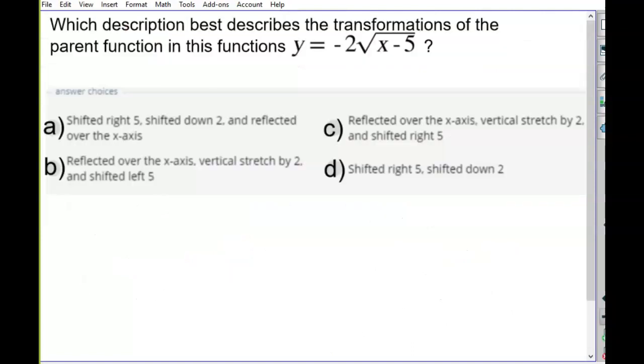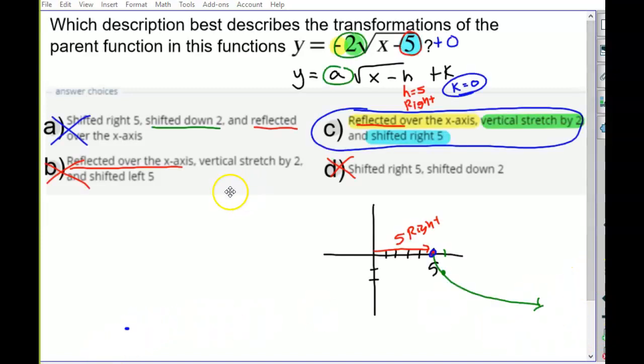And I just want you to answer these. If my equation is y equals -2 square root of x minus 5, which option here best describes the transformation of the parent function? So what's the best description that fits for that equation? So if you were watching the video, I forgot to hit record. The answer is C, because the negative reflects it over the x-axis. The 2 is a vertical stretch. And the x minus 5 is opposite of what we think, so it moves 5 units to the right.